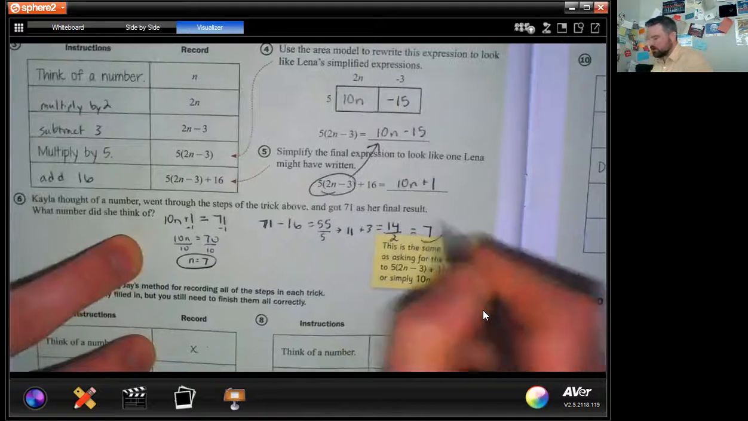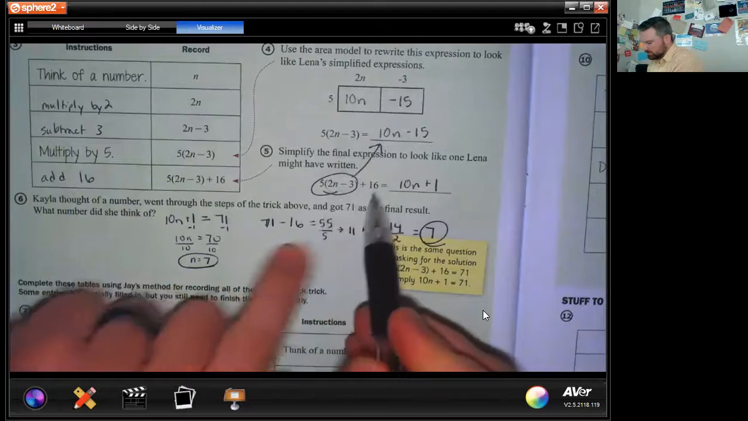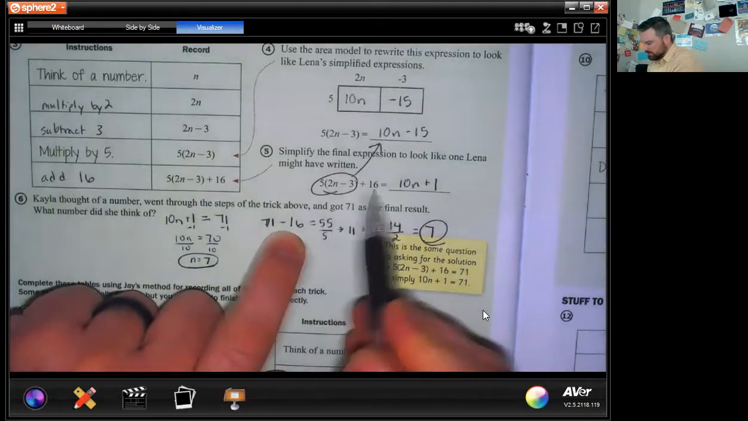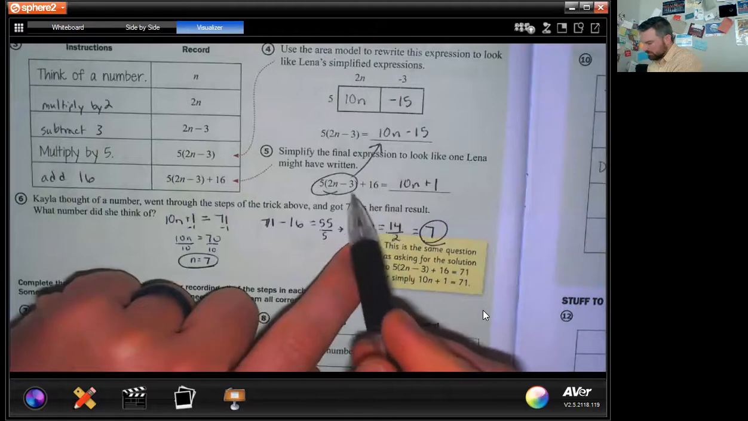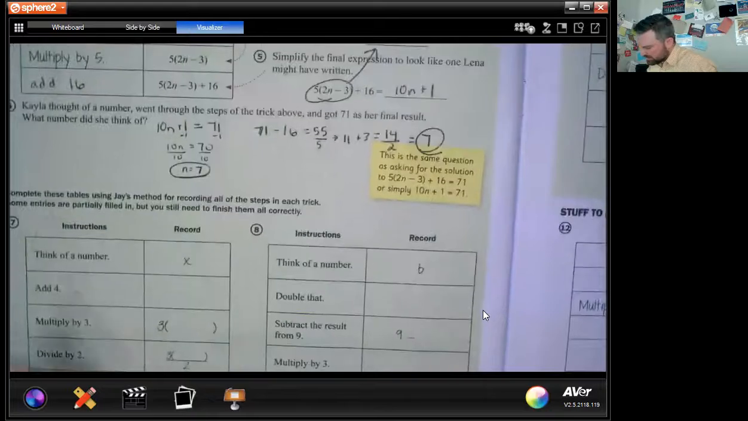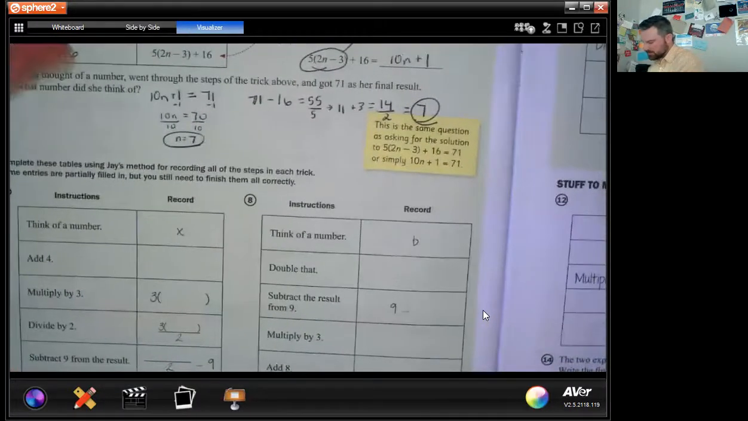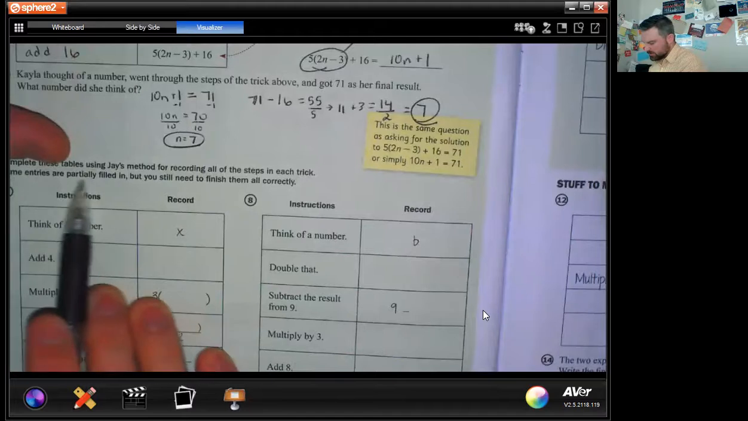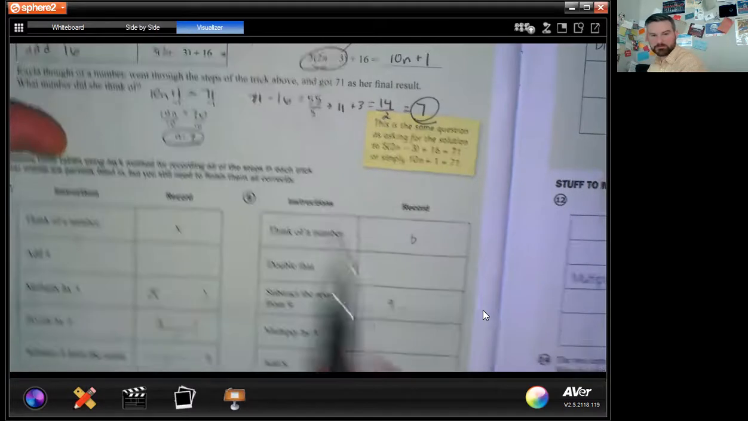So there is also the original, which goes along with how to solve this. We subtract 16, we divide by 5, we add 3, and then divide by 2. All of those steps are right in here as well. Complete these tables using Jay's method for recording all of the steps in each trick. Some entries are partially filled in, but you still need to finish all of them correctly.